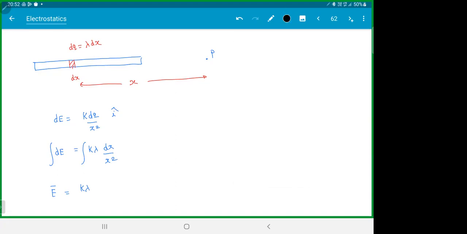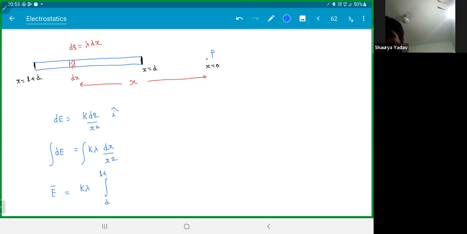This is the first time you're meeting the rod now. What is x here? D. x is 0 here. What is this x? L plus D, no? Are you getting it? x is the distance from the point P to a small charge on the rod. I hope you're getting the meaning of that. So limits will go from D to L plus D.